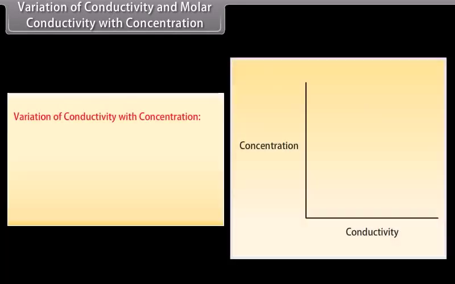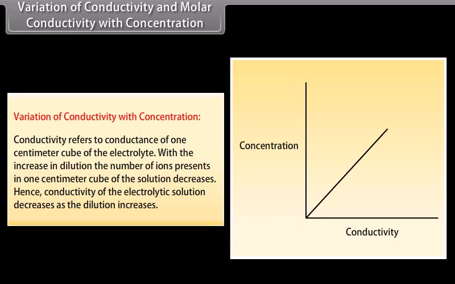Variation of conductivity and molar conductivity with concentration. Variation of conductivity with concentration. Conductivity refers to the conductance of 1 centimeter cube of the electrolyte. With the increase in dilution, the number of ions present in 1 centimeter cube of the solution decreases. Conductivity of the electrolytic solution also decreases as the dilution increases.